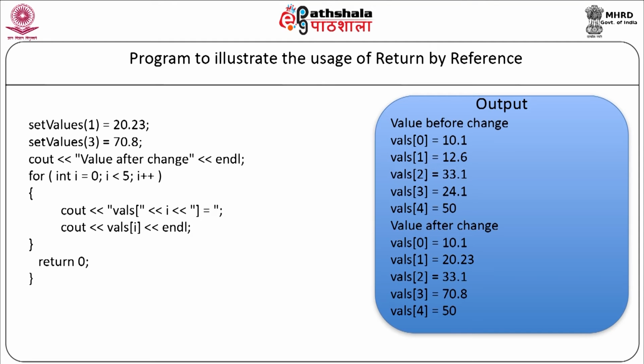value 0 will be 10.1, value 1 will be 12.6, 2 will be 33.1, 3 will be 24.1, 4 will be 50, and the values after change will be, now 2 location values will be changed, that is 1 and 3. Value 0 will be 10.1, 1 will be 20.3 which is a changed value, 2 will be 33.1, 3 will be 70.8 which is again the changed value, and value 4 will be 50.